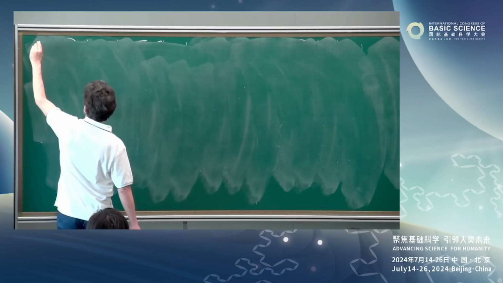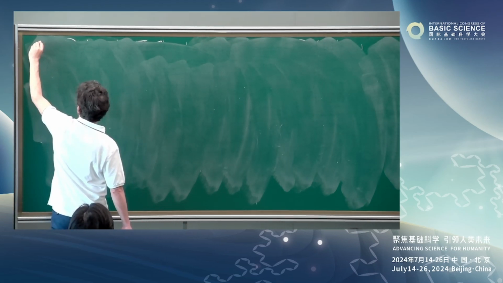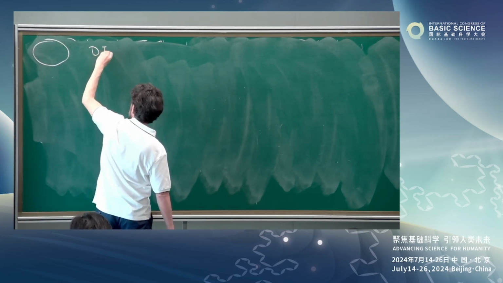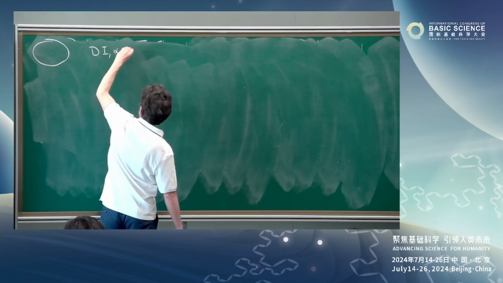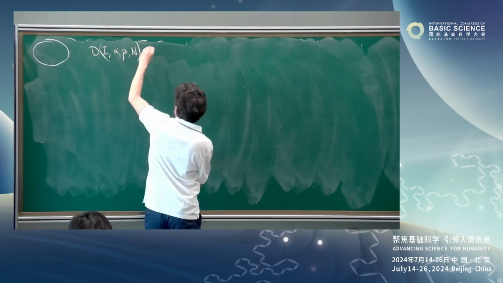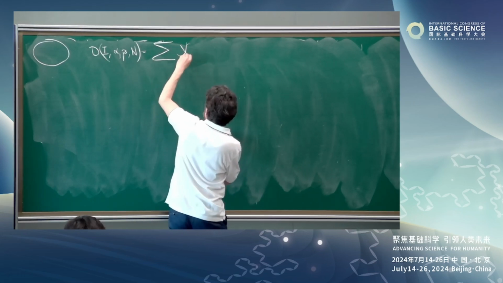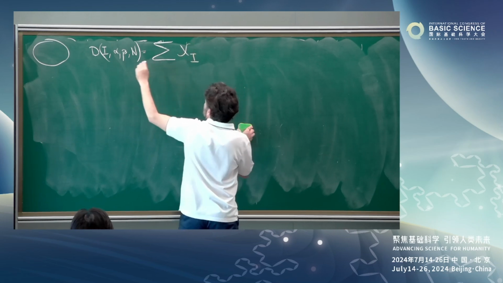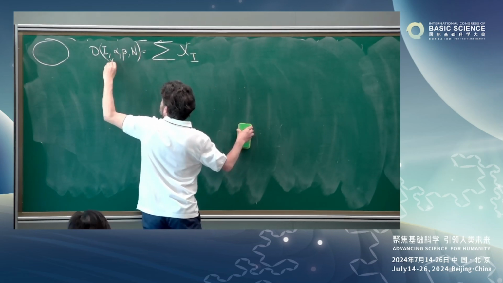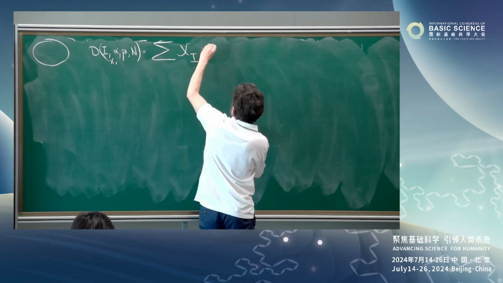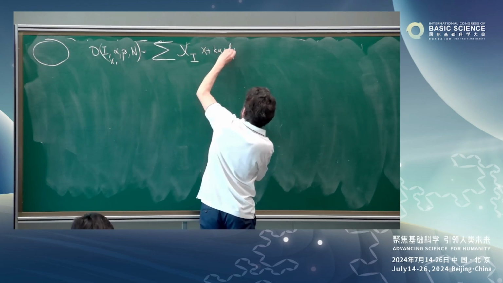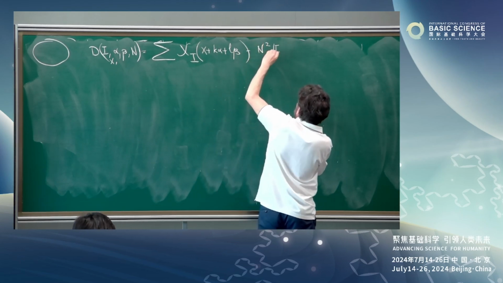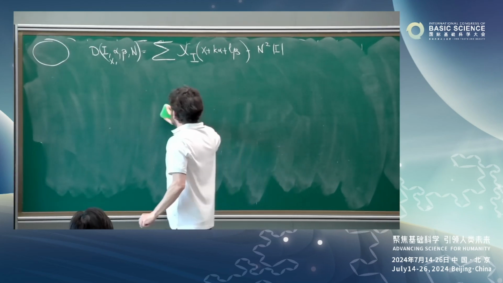Okay, so let's take the theorem. We have the circle and we look at an interval I = [alpha, beta], and this is just like the Birkhoff sums, the characteristic function of I, at x plus k alpha plus l beta, minus N squared times the length of I. And we want to understand it.